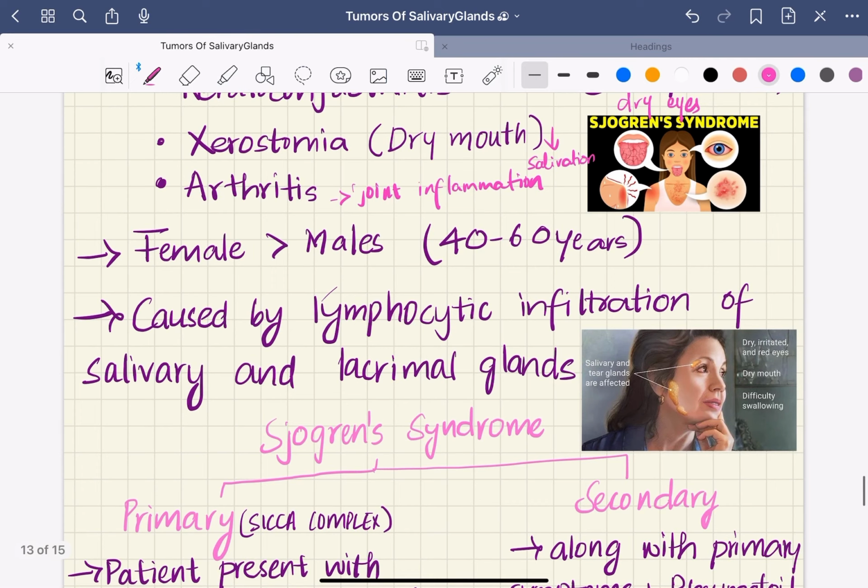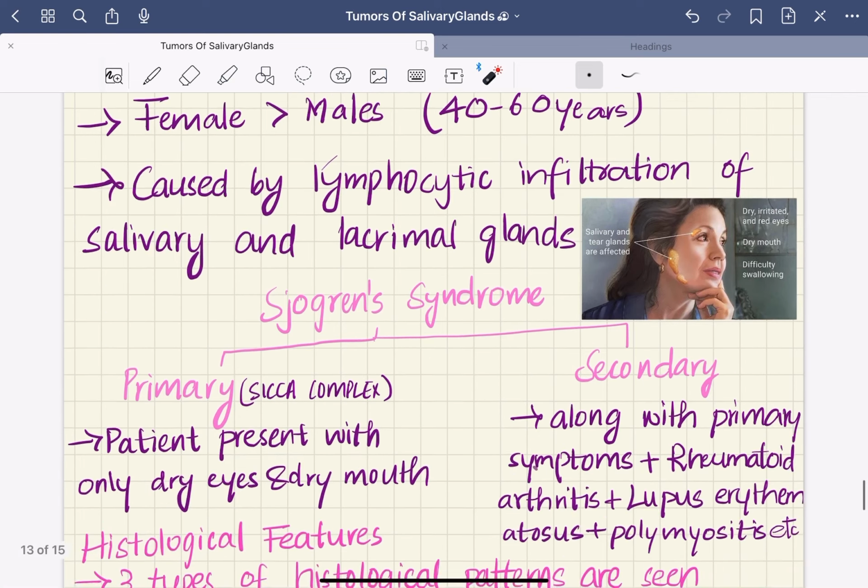Sjogren's syndrome is more common in females than in males, with an average age of 40 to 60 years. And it is caused by lymphocytic infiltration of salivary and lacrimal glands. So the salivary and the lacrimal glands are mainly affected due to lymphocytic infiltration.